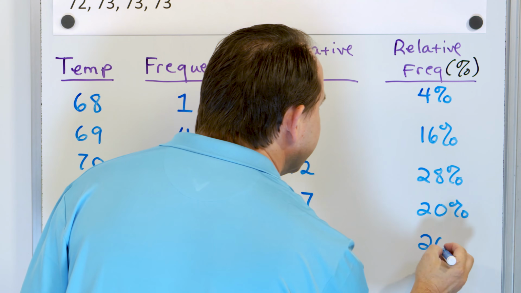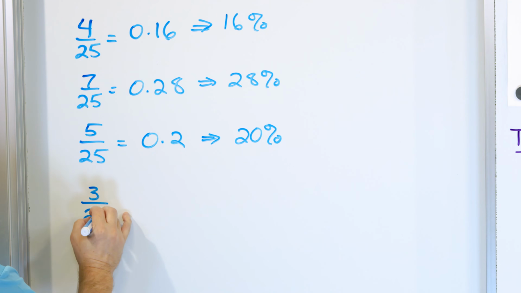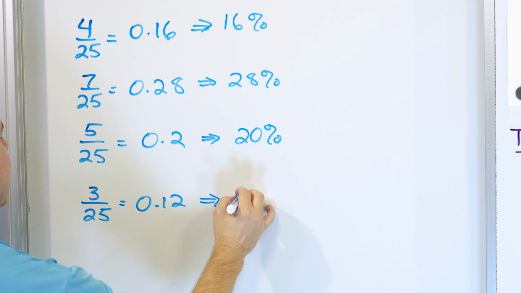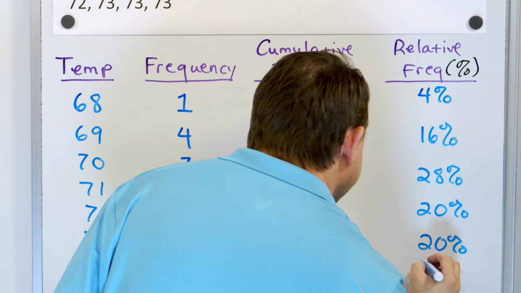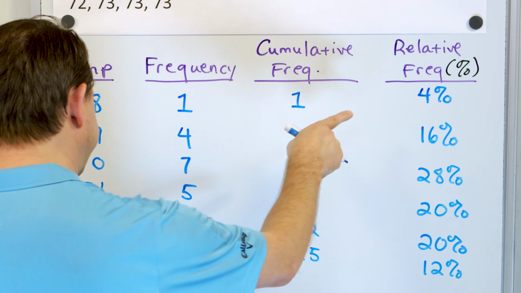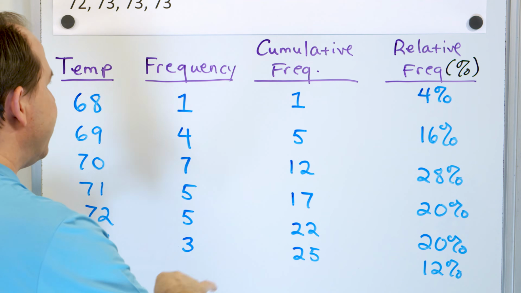So it's also 20%. And then finally, we had 3 respondents here, and 3 out of 25 works out to be 0.12, which is 12%. Just move the decimal 2 spots. So you get 12%. So we have 4%, 16, 28, 20, 20, and 12. Now this is our table.